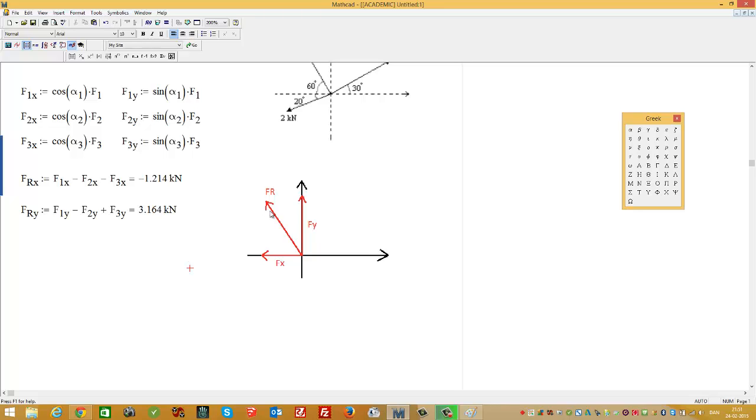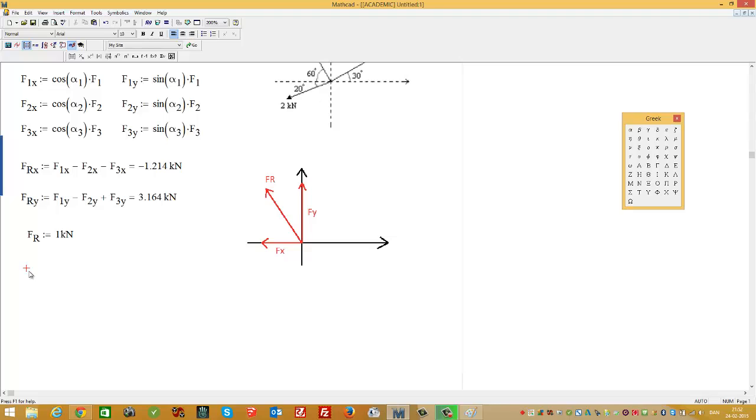Now I can find Fr, because if I use Pythagoras, I can see if I drag a help line like this, it's a right-angled triangle, so I can use Pythagoras. I simply can set fx squared plus fy squared should be equal to fr squared, and then I can find fr. So I'll make a guess of fr. I just set 1 kilonewton, and then I'll use Pythagoras.